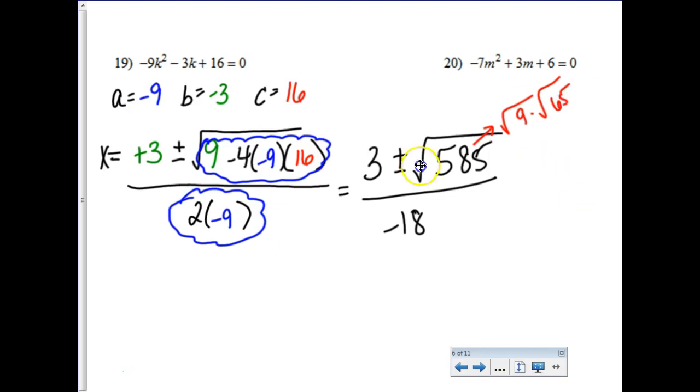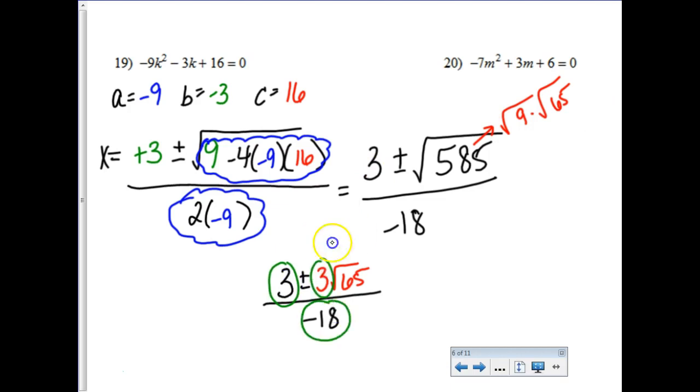All right, so here's what we have. You have 3 plus and minus. Square root of 9 is a 3, and then square root of 65 is just going to stay gross like that. And that's all over negative 18. And this would not be a good answer, because if you look at all of your coefficients, the 3, and the negative 18, they're all divisible by a 3.